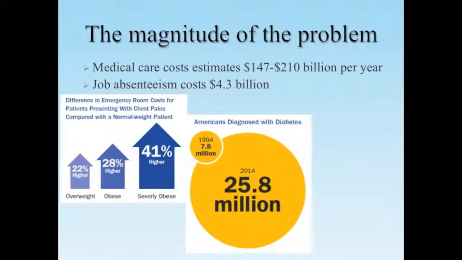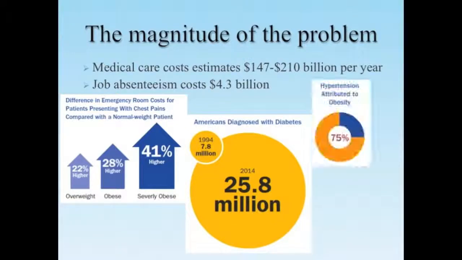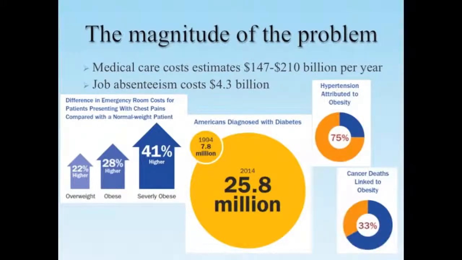The incidence of diabetes has also significantly increased over the past 2 decades. In fact, we think obesity is the major responsible factor for this increase. We think about 75% of hypertensive cases are thought to be attributed to obesity. And this is what new studies are showing, is that 33% of cancer deaths are believed to be directly related to obesity. Now, as one's BMI increases, so does the risk of death.